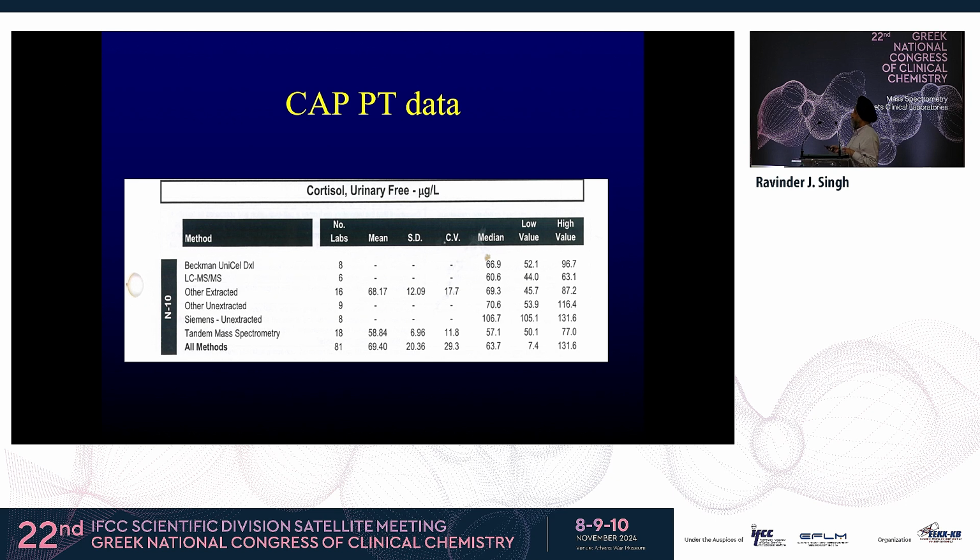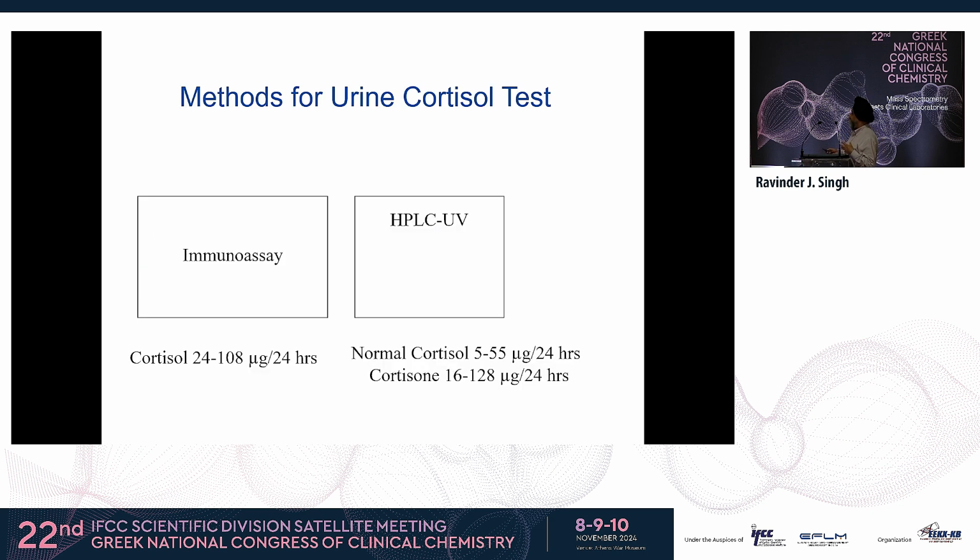For urine cortisol, a lot of labs are not using the immunoassays anymore, because the doctors even know that immunoassays in urine will cross-react with the urine metabolites of cortisol and cortisone. So most of the labs have switched to other assays. Now there are basically three different approaches. Even if you extract the urine and then run on antibody assays, your reference range is 24 to 108. But if you extract it and then run HPLC-UV assay, you can see its reference range is 5 to 55, because the antibody is also cross-reacting with the metabolites. And we will figure out what those metabolites are.